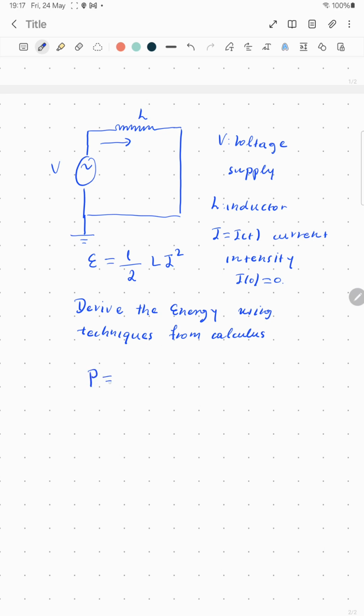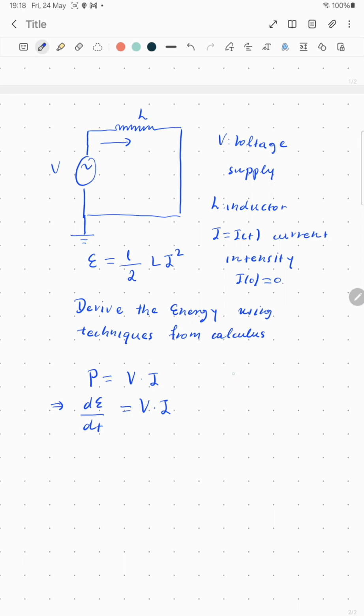First we start with P. So the power is the product of the voltage times the current intensity. The power, the rate of change, is joules per second, so it's watts. So this should be the derivative of energy with respect to time equals V times I.